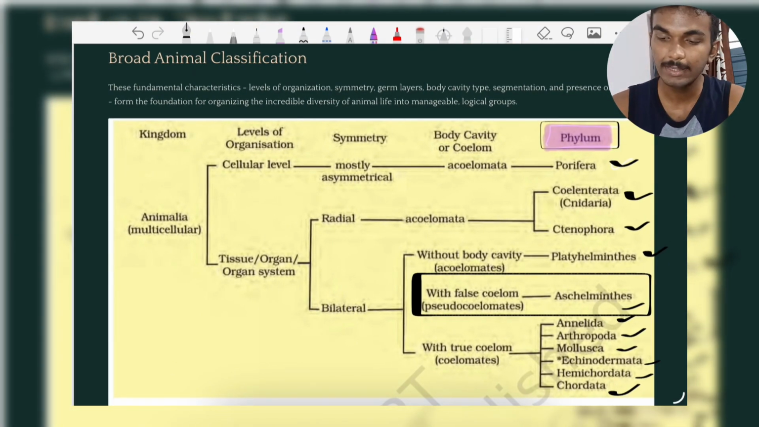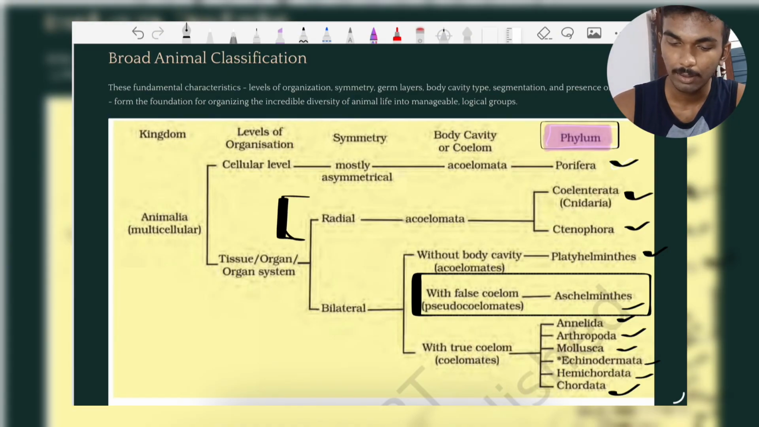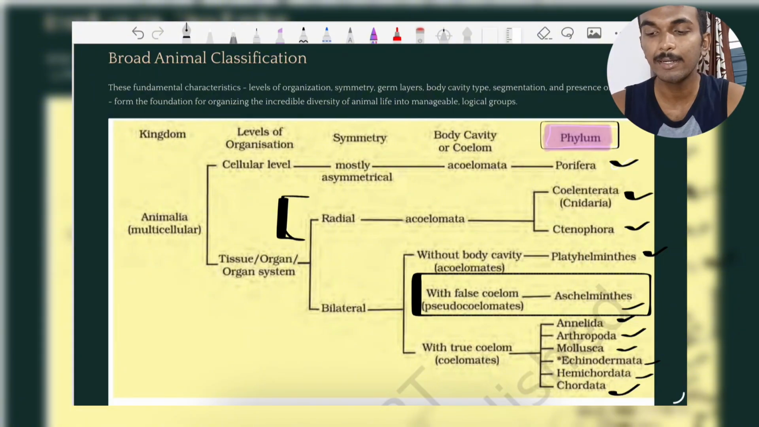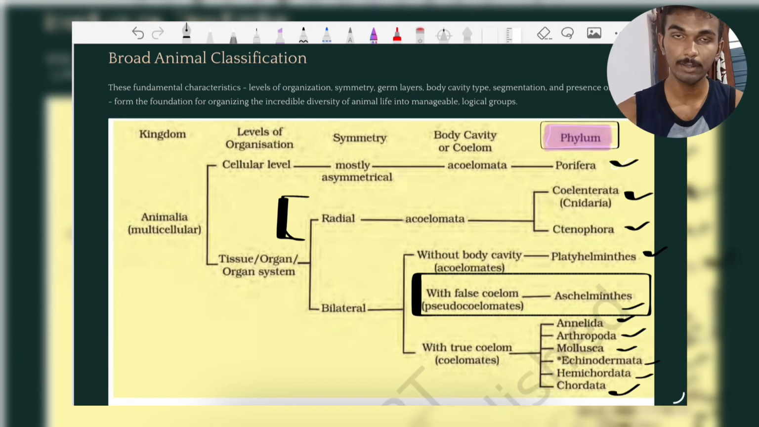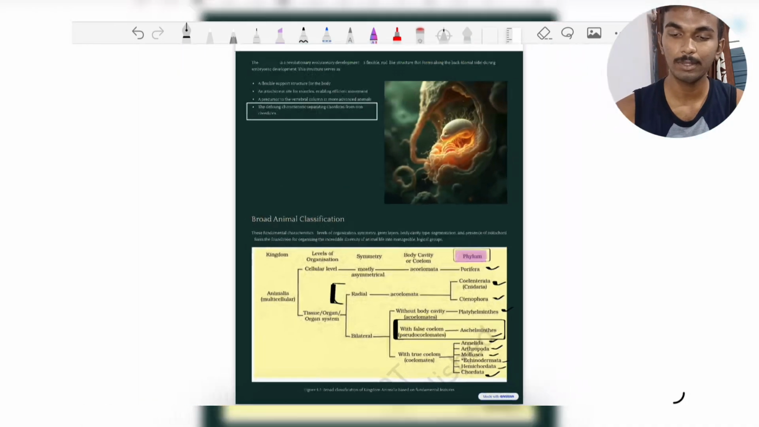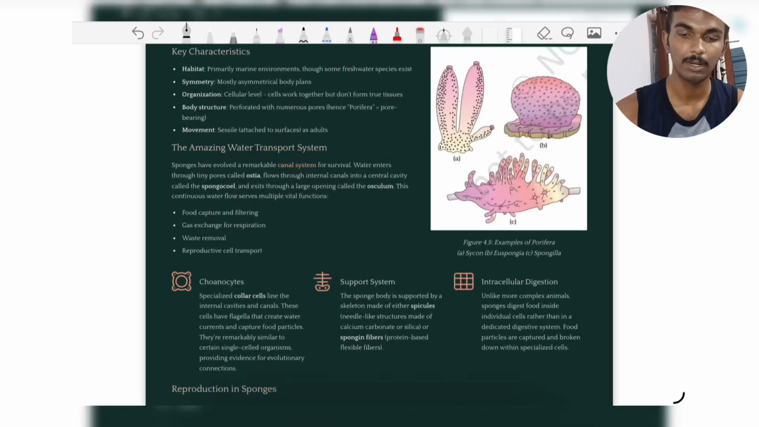And for the symmetry, the radial is Coelenterata and Ctenophora. The asymmetrical is Porifera, and bilateral is from Platyhelminthes onwards. Further on, there is a table through which you will learn about these.